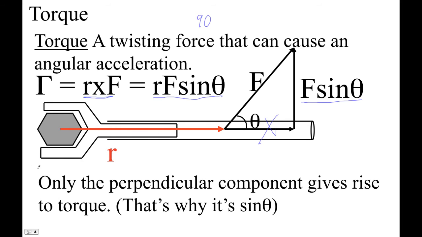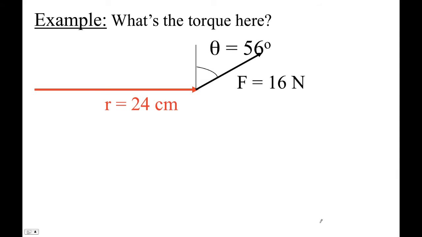It's because it's only the perpendicular part that gives rise to it, right? And we will revisit the vector cross product when we get to magnetism, because there's a lot of right hand rule stuff that has to do with the vector cross product. Okay, so here's an example problem.